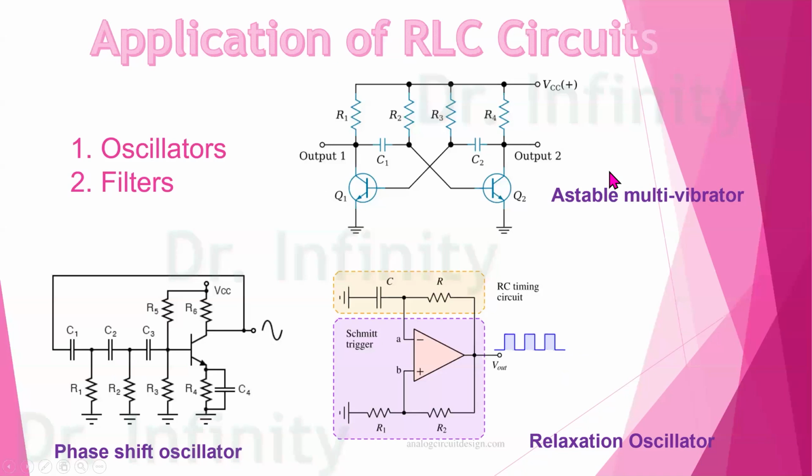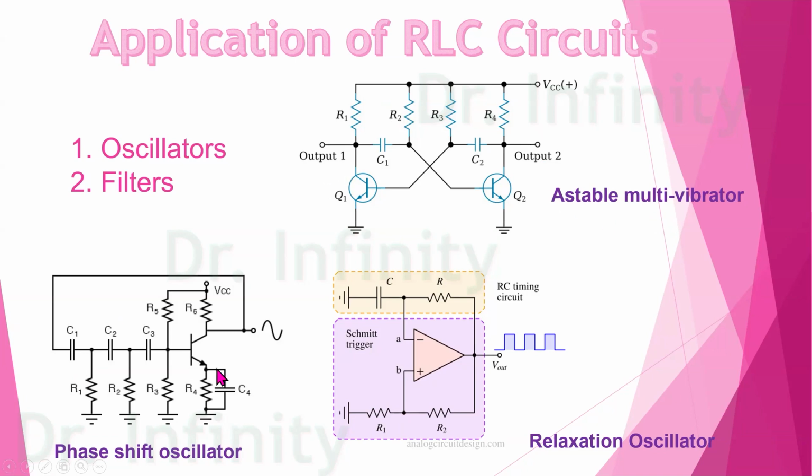So here are the applications of RLC circuits. Mainly, we have two applications, oscillators and filters. Regarding oscillators, we have different kinds of oscillators. We can design and develop an oscillator by using RLC theory. Here, we have an astable multivibrator. When we derive the equation for this oscillator, it gives a differential equation. Then by using that differential equation, we can calculate the frequency.